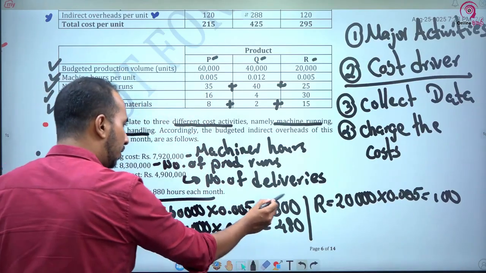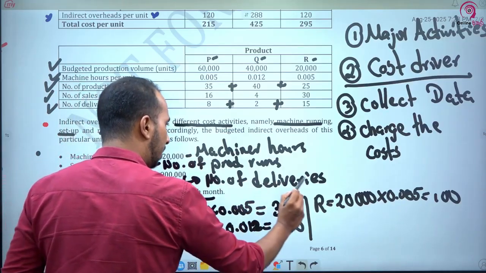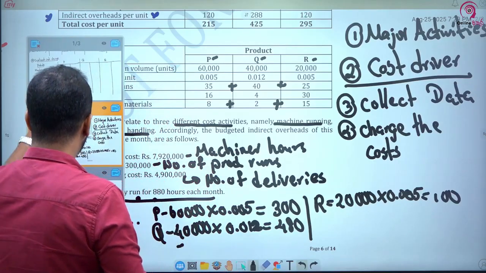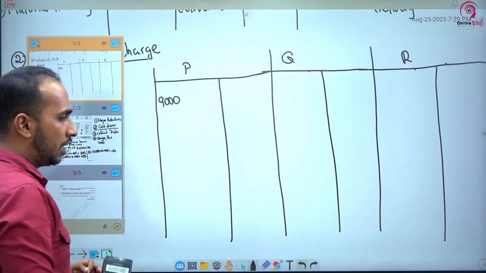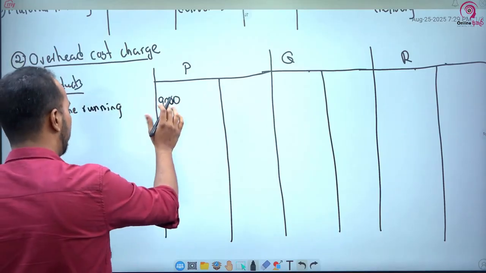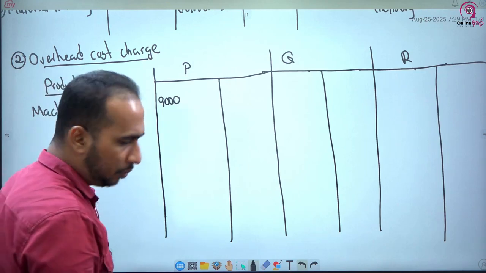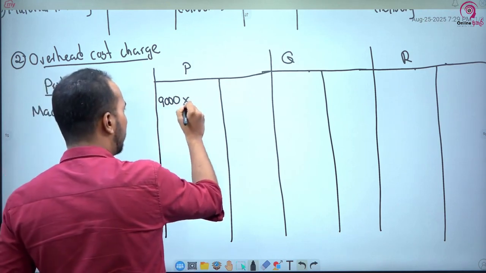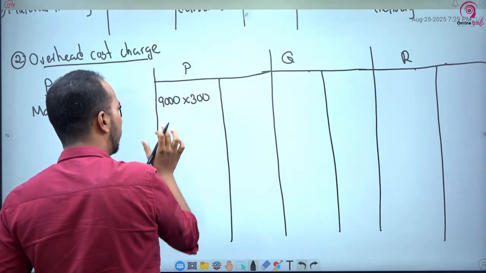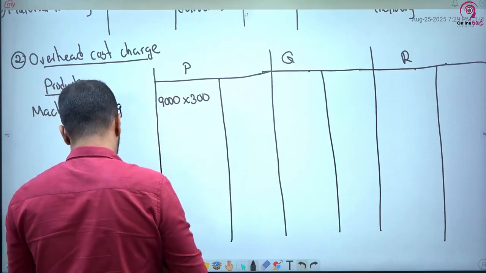Product P is utilizing 300 machine hours. Product Q is utilizing 480 machine hours, and product R is utilizing 100 machine hours. Now you can substitute it here and take the cost charge, right? When it comes to product P, as per the question, we have calculated product P requires 300 machine hours. Per machine hour we are charging 9,000. Now you can take the total cost charge 9,000 multiplied by 300.